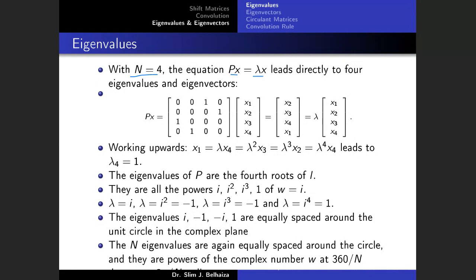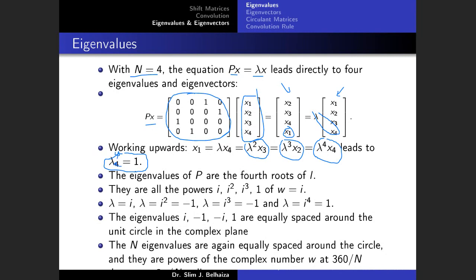And this leads directly to 4 eigenvalues and eigenvectors. So Px, this is the shift matrix times x. It gives you that first shift we got, and this should be equal to lambda times x. Okay. So if you work upwards, what does it mean? It means that x1 equals lambda x4, which equals lambda squared x3, which equals lambda cubed x2, which equals lambda to the 4 x1. So at the end of the day, lambda to the power 4 should be equal to 1.